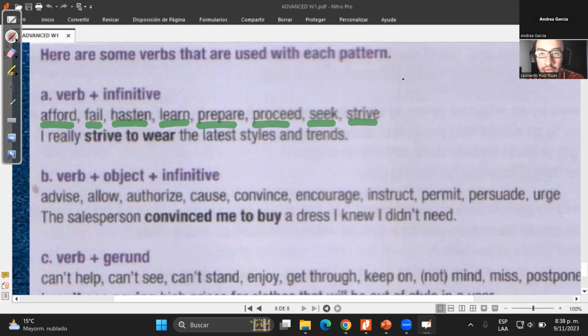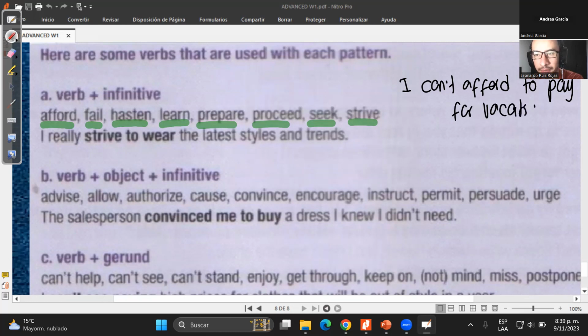I said, for example, I can afford to pay for vacations, no sé, for example, right? It means I can afford to pay. Here, there's not going to be an object, anywhere, never. It's never going to be an object, right? Because it's an intransitive verb, so it doesn't have the possibility to receive an object.